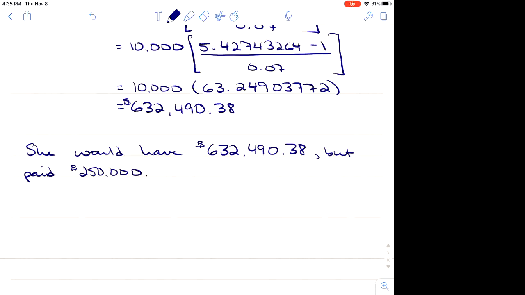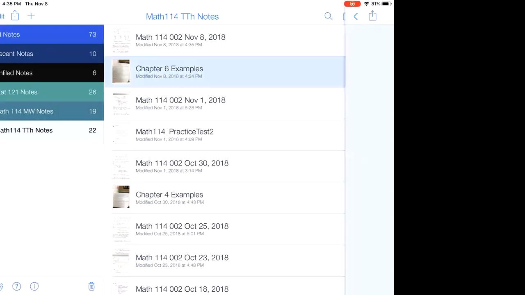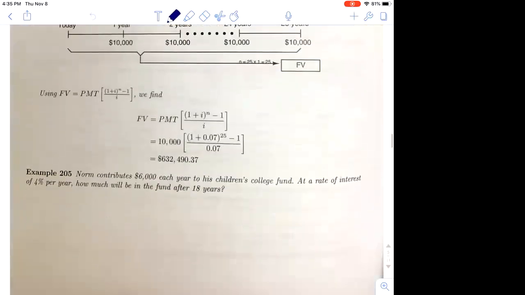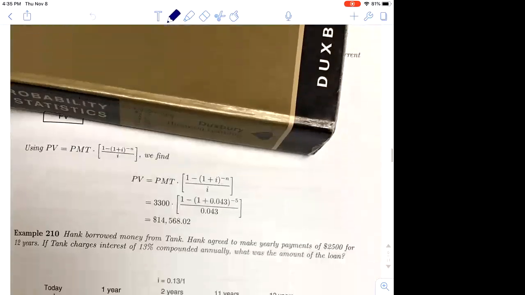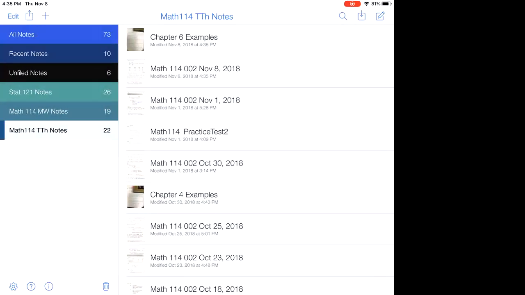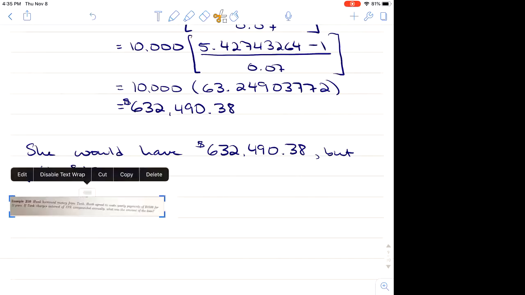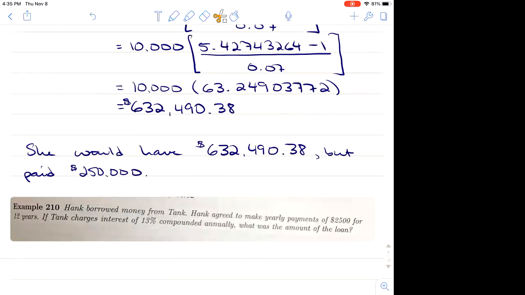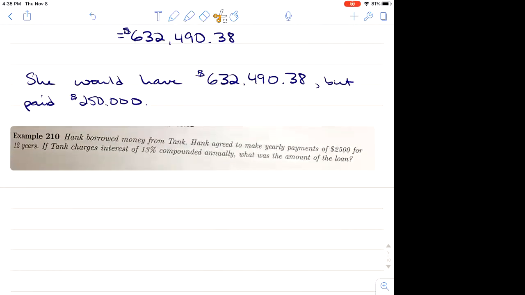So let's do another example. This one I think is so funny, only because of the names. Number 210. Hank borrowed money from Tank. Hank agreed to make yearly payments of $2,500 for 12 years. If Tank charges interest of 13% compounded annually, what was the amount of the loan?